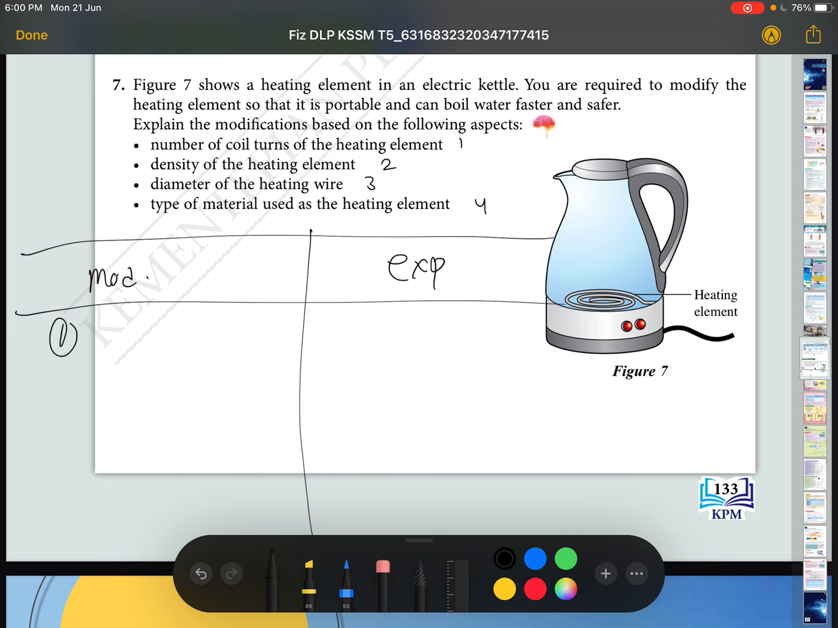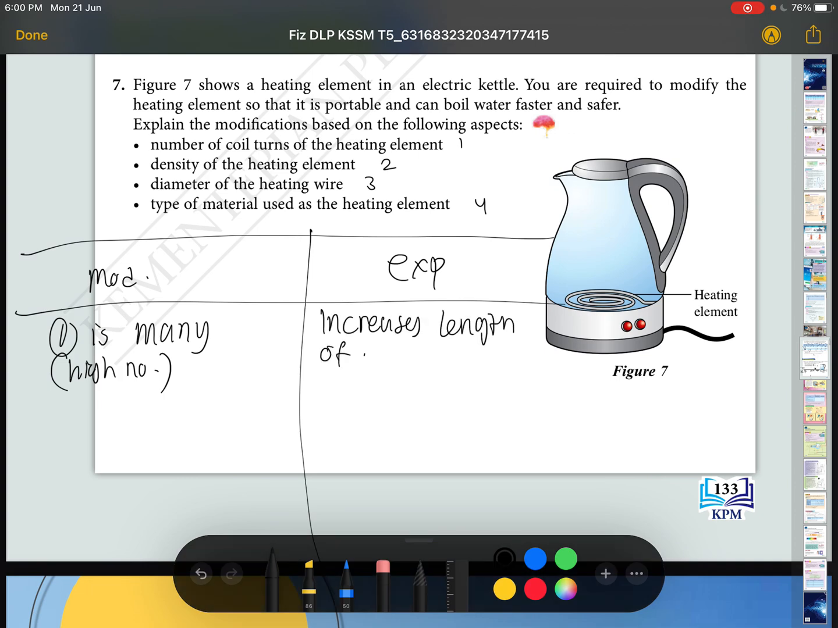Okay. Number 1, number of coils is many. Okay, you want many coil turns. You want a high number of coil turns. Why? Because it increases the length, which increases resistance.